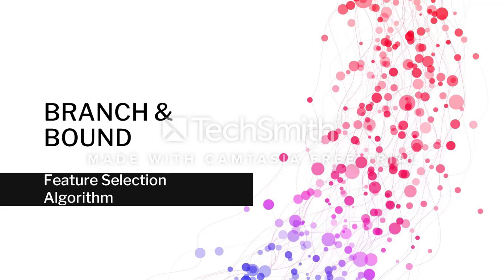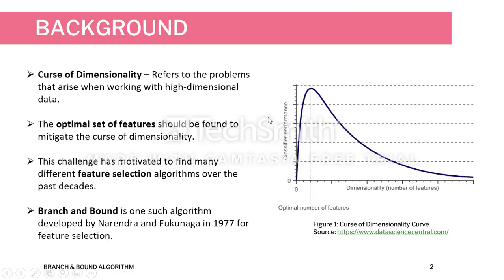So I'll be explaining the branch and bound feature selection algorithm. Before moving on to the algorithm, I will give a brief background.